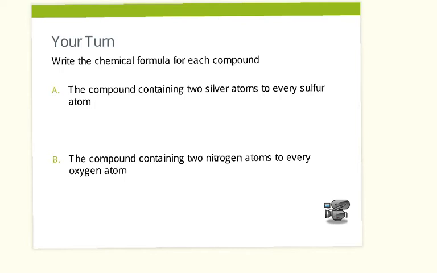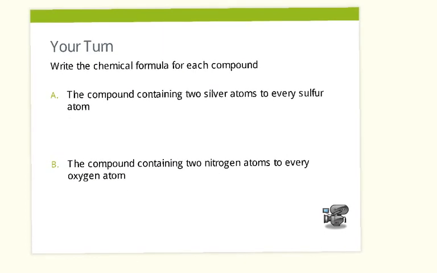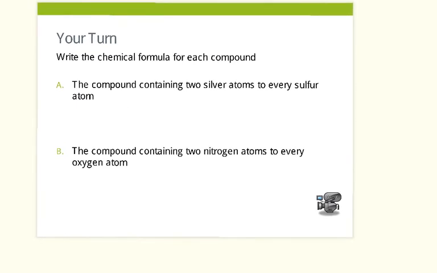Let's write the chemical formula for each compound. If we have a compound containing 2 silver atoms to every sulfur atom, okay, we can tell that silver, which has the chemical symbol Ag, is a metal, so it's going to go first. And we have 2 silver atoms for every sulfur atom. Sulfur is the nonmetal, so it goes second. So this is how we represent our compound.